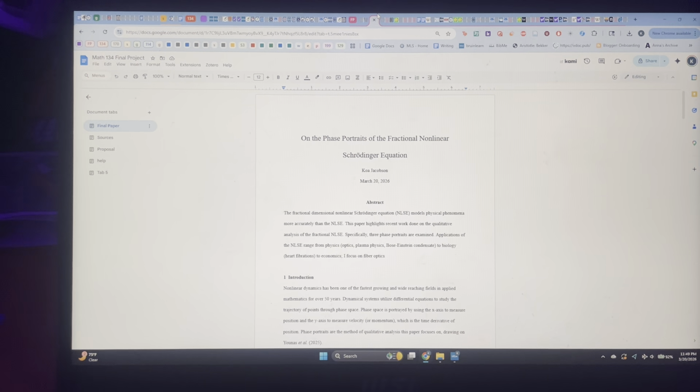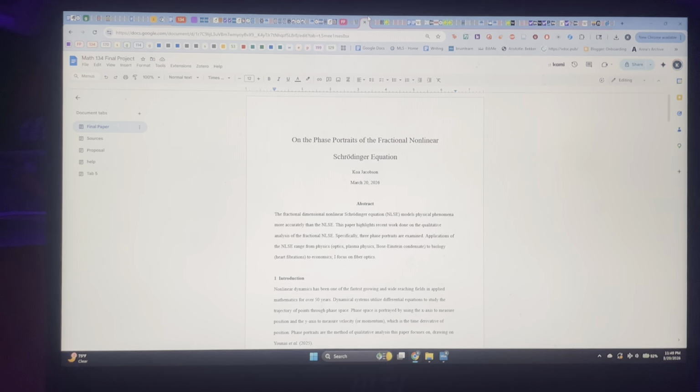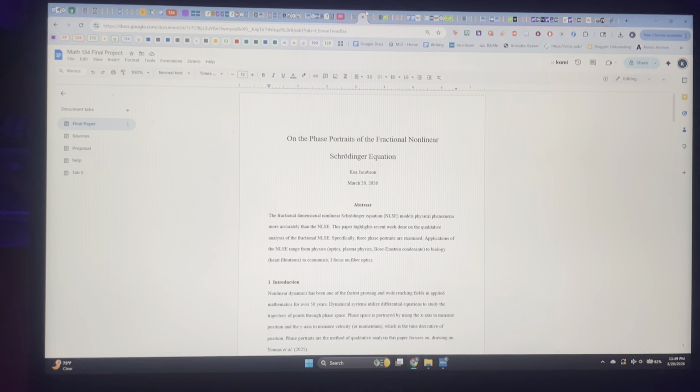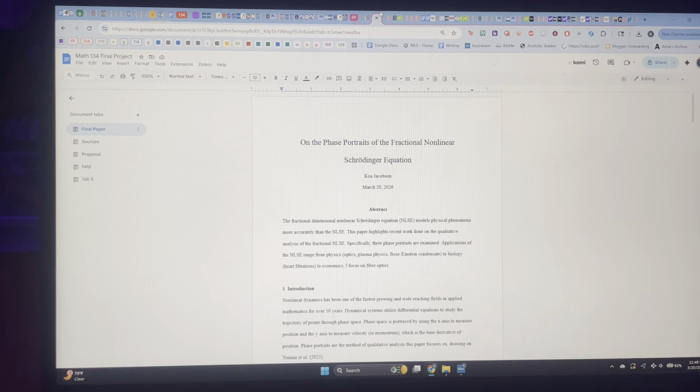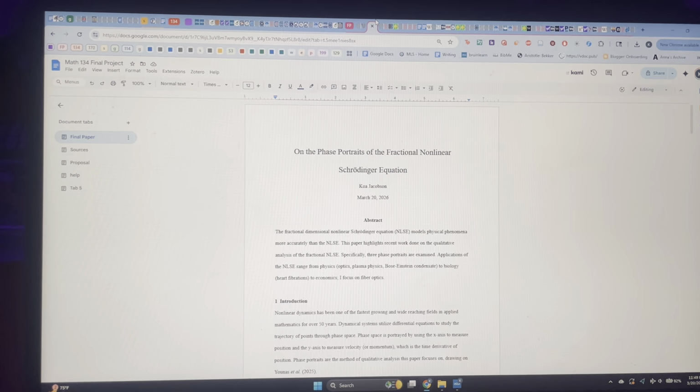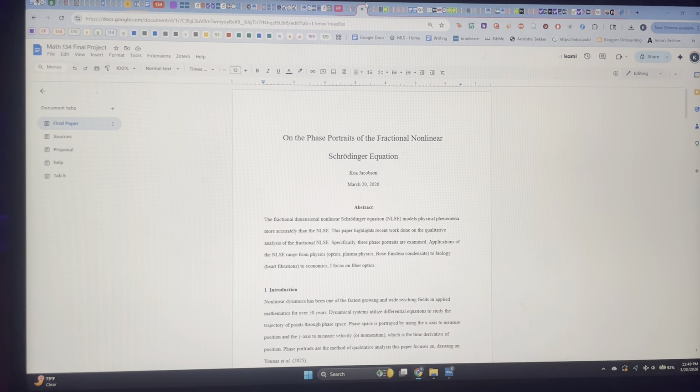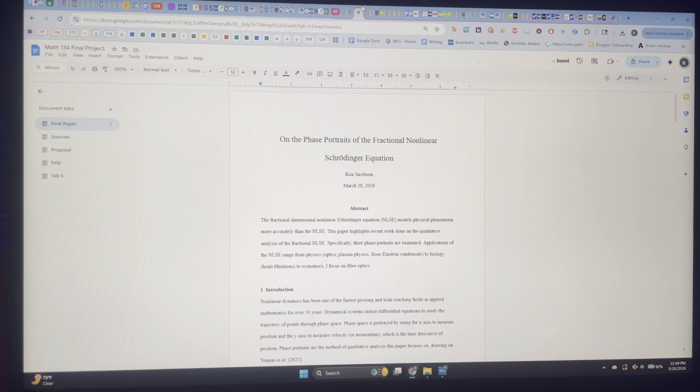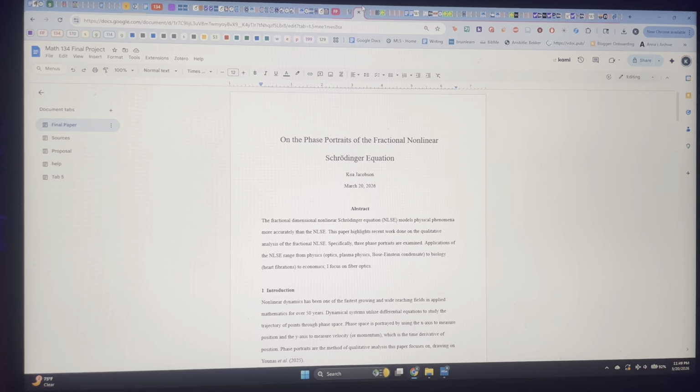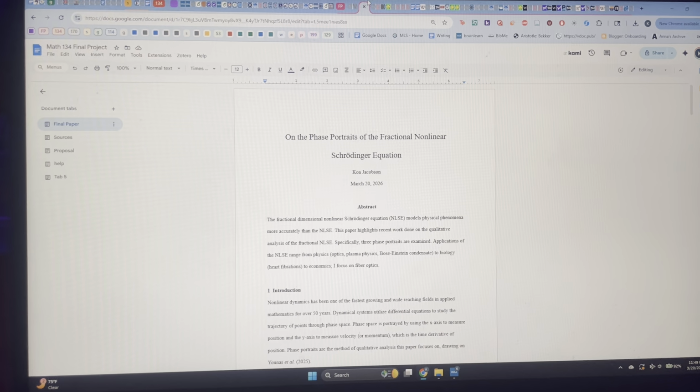All right, so my name is Koa Jacobson. I'm just going to be pointing this at my computer, if that's all right, and I'm just going to be going over my final project. I'm presenting on the phase portraits of the fractional nonlinear Schrodinger equation.